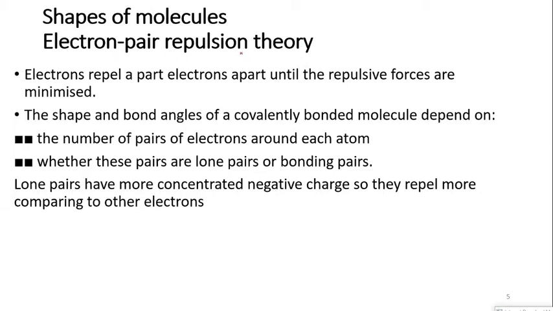Now, if I try to explain the shapes of the molecules according to the electron pair repulsion theory, first, the electron pair repulsion theory states that electrons repel other electrons until the repulsive forces are minimized.